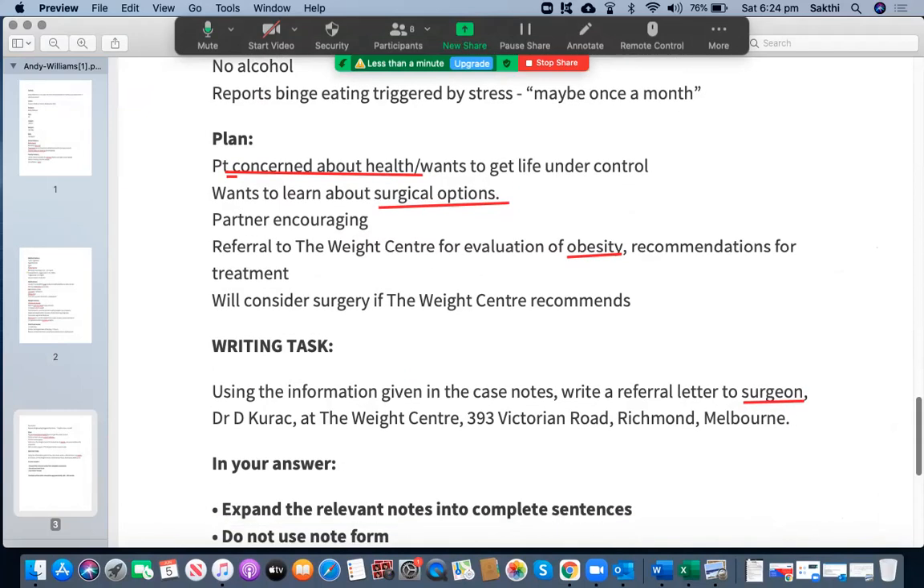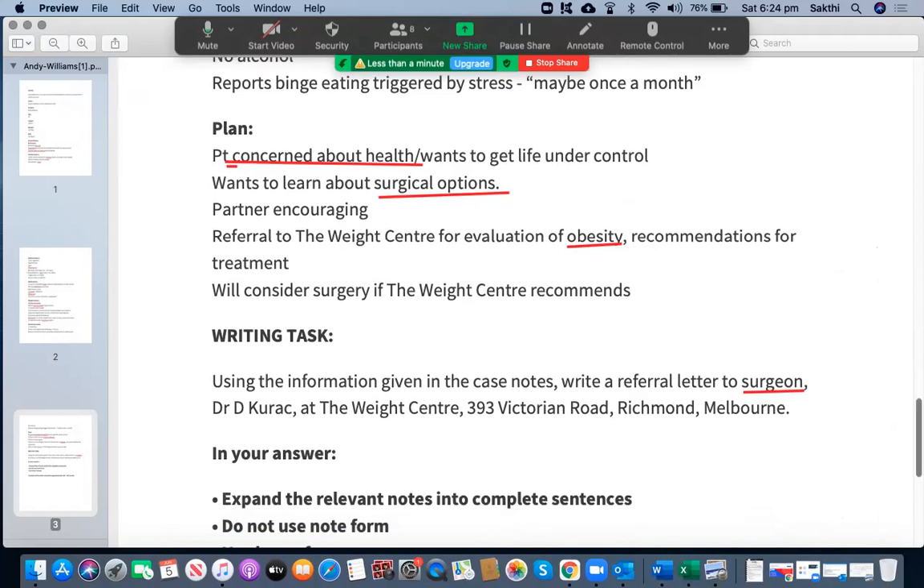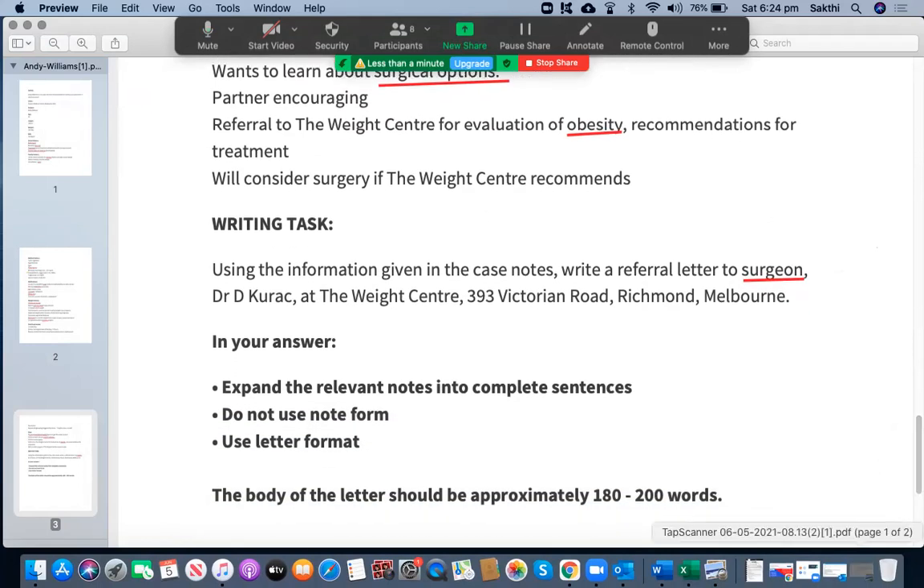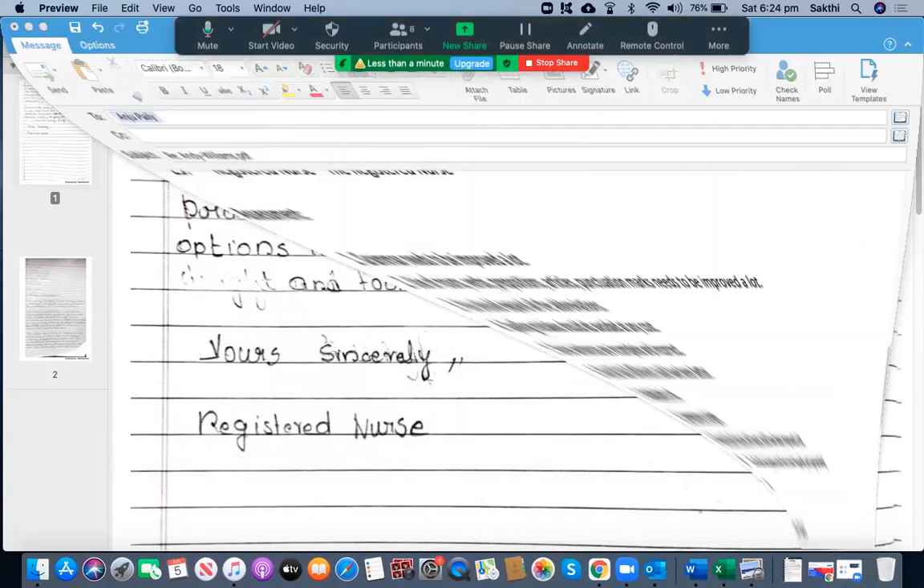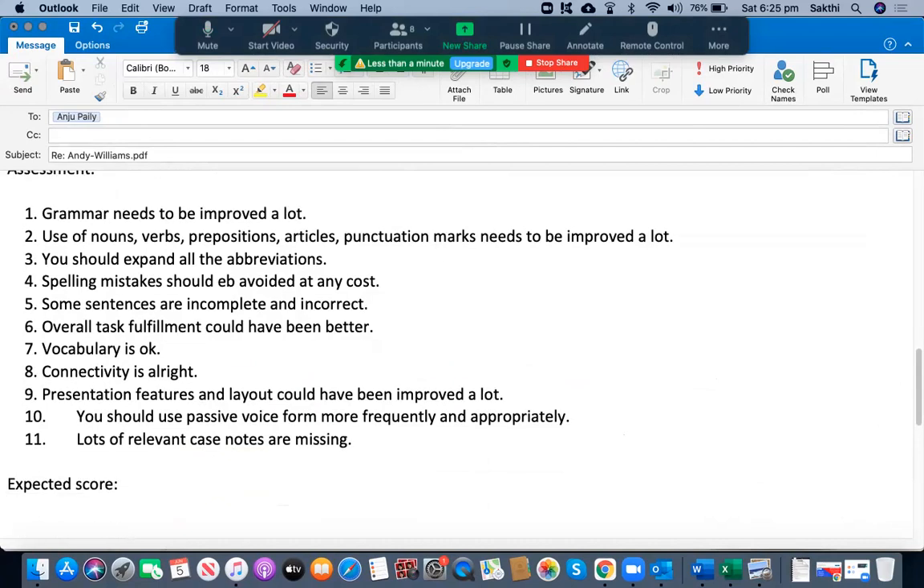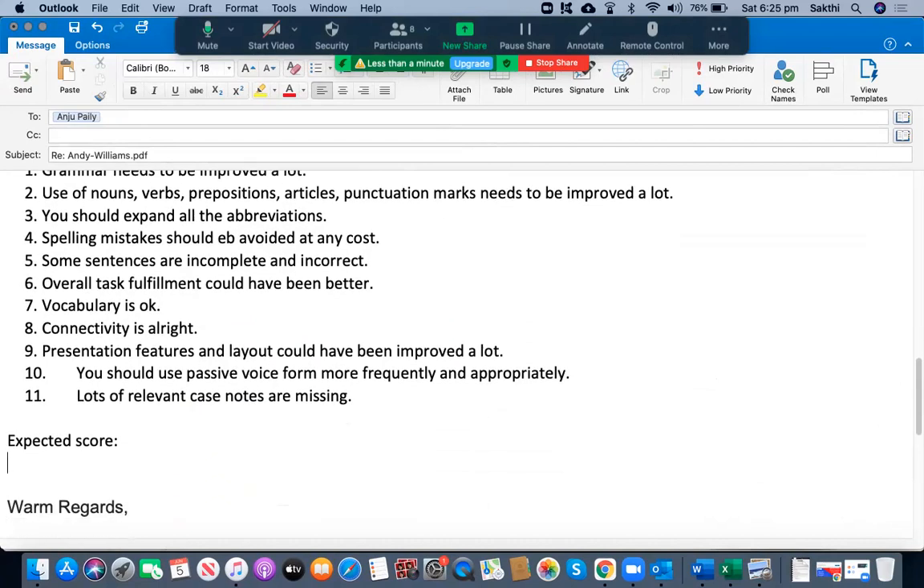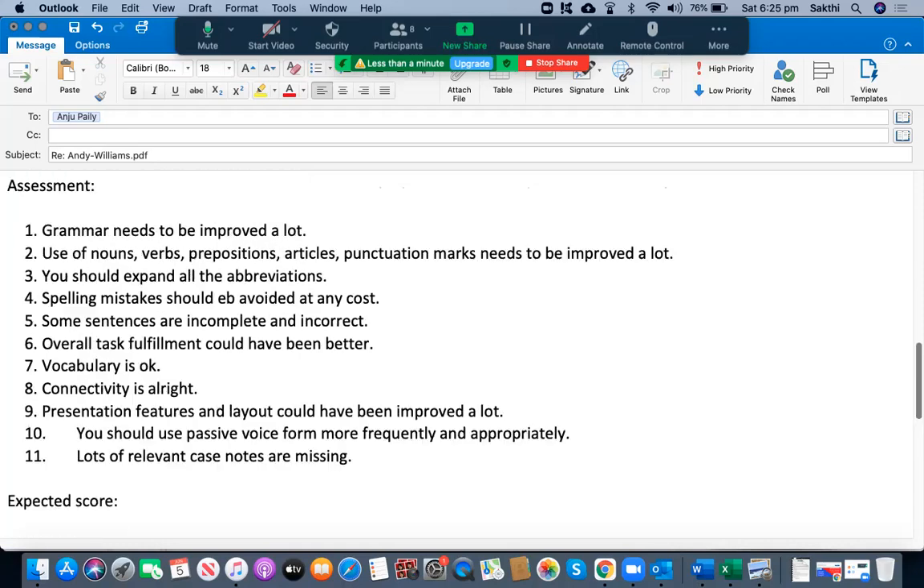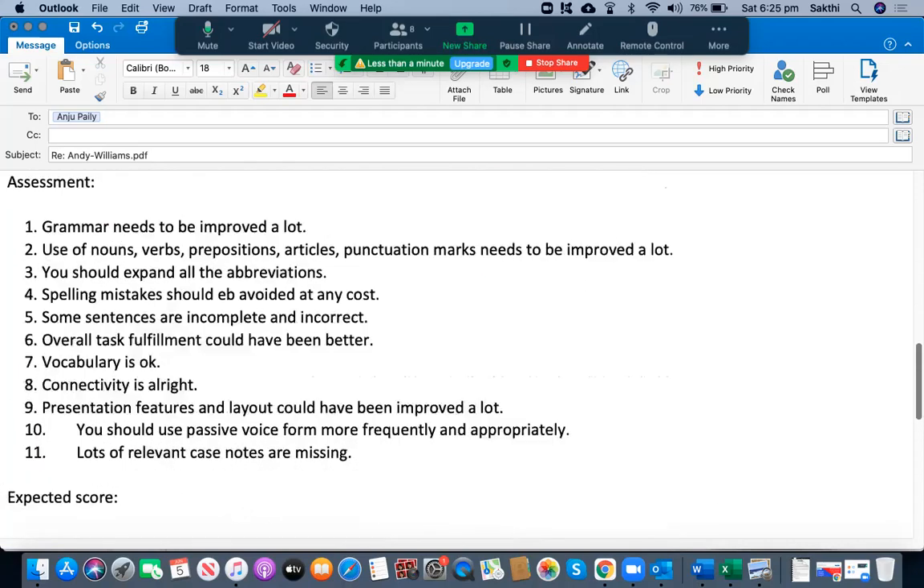I think lots of case notes are missing, important case notes. We'll consider surgery. Yeah, it's not that good. Okay. See, lots of case notes are missing. Lots of relevant case notes are missing. All right. According to me, expected score. Okay, you have committed so many mistakes, and then you haven't included the relevant case notes and so on. It's too much.